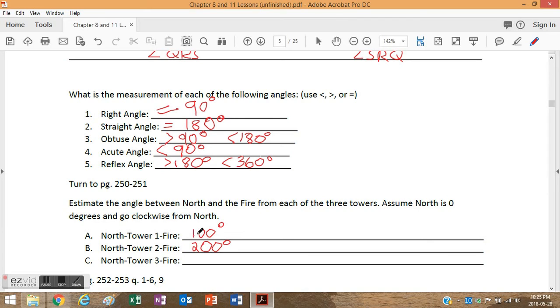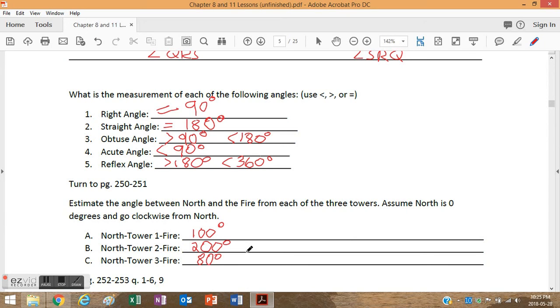Going back actually to A, to north, Tower 1, and then to the fire, that's an obtuse angle. Second one here is a reflex angle. And then if we look at north to Tower 3 to the fire, all right, this one here is going to be slightly less than 90 degrees. So maybe 80 degrees, 75, 70, somewhere in that neighborhood. Let's call it 80 degrees. And this one is going to be an acute angle.